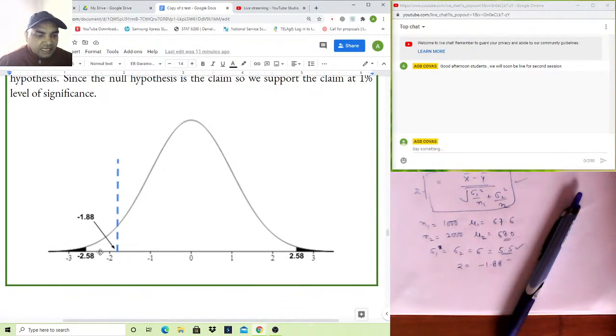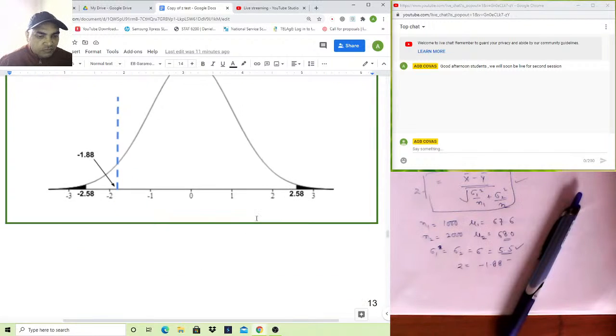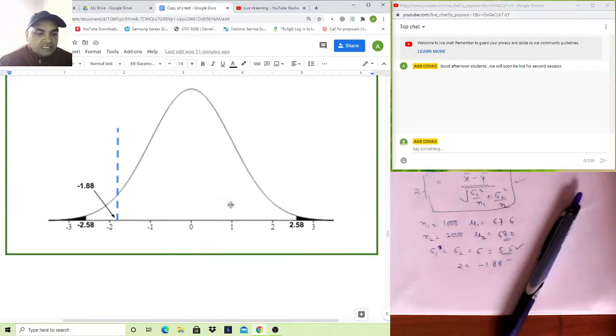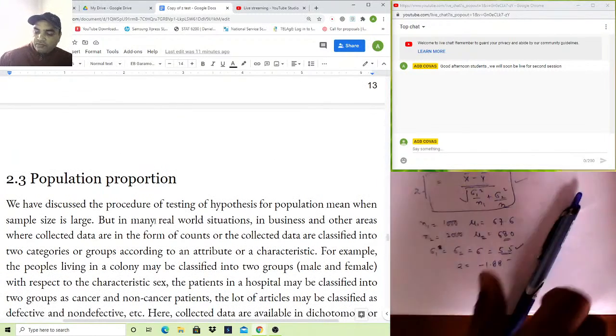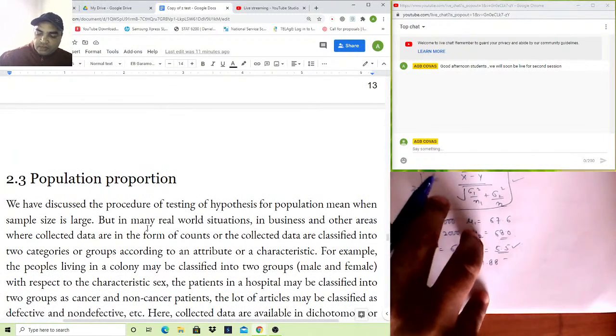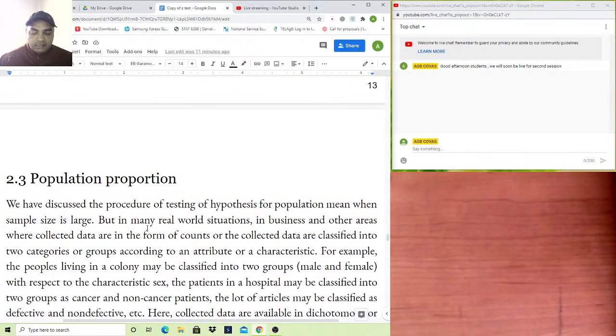Because the mean difference between these two lies in between the acceptance limits, the difference is not significant, it is not outside the acceptance region. Okay, so this is how we do. Now we will quickly do one more thing, and that is about the population proportion.